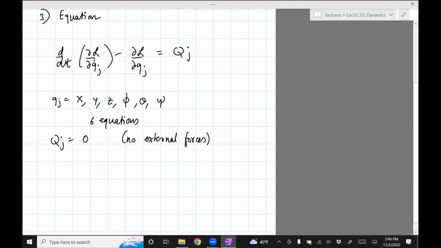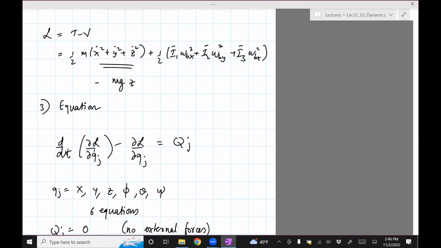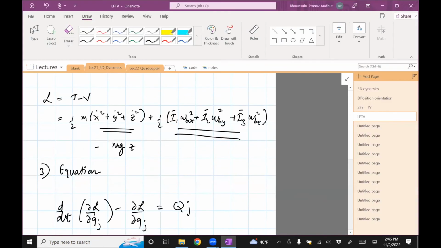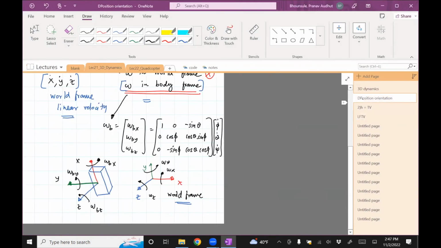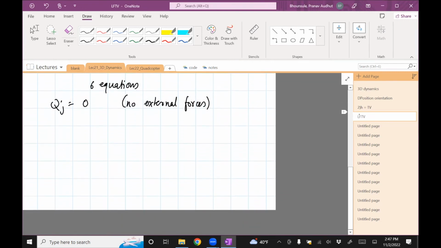Doing this derivation by hand is cumbersome, so I actually used Python to do it. Here we have omega_bx, omega_by, omega_bz, and you need to substitute the values of omega_bx, by, bz from here, which are in terms of phi dot, theta dot, and psi dot. Then you'll get an expression which will look pretty complicated because it has cosines and sines, and then take the derivative. I'll show code which will do that.